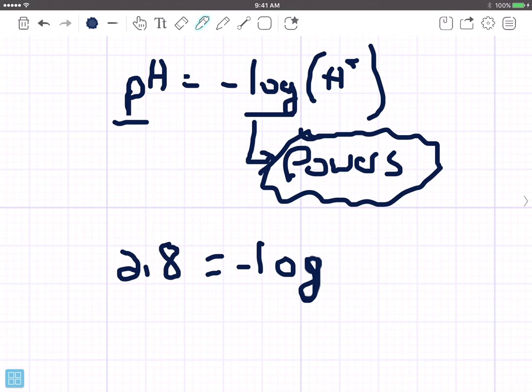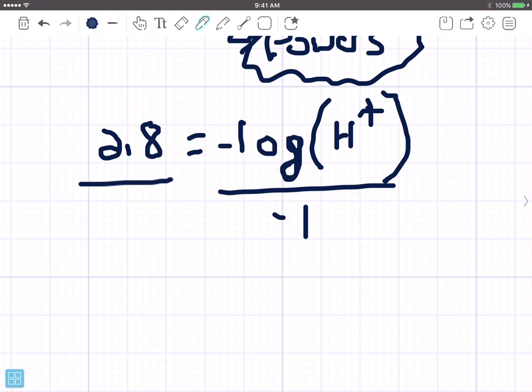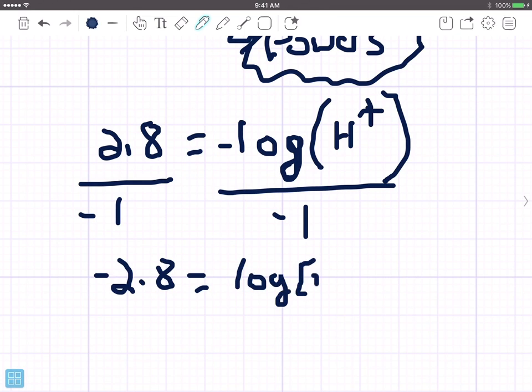So the pH equals 2.8. What is the H plus concentration? Well, to solve this, we do a little bit of algebra. Divide by negative 1 on each side to remove our negative. That gives negative 2.8 is equal to the log of H plus. Now remember, those brackets mean concentration, amount per volume, or molarity. So I'll put that little note here. These are in units of molarity, moles per liter.